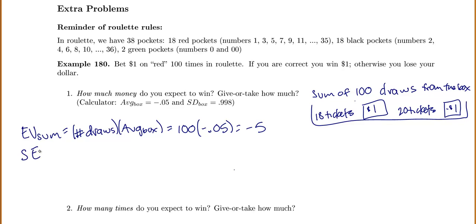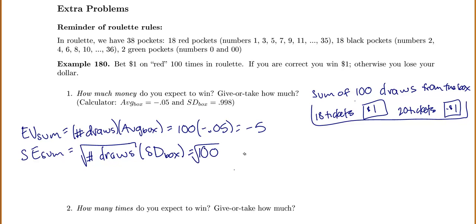For the standard error of the sum, now this is the standard deviation for the box. Because we only have 2 numbers inside the box, we could have used our shortcut formula to actually find this one by hand, but we don't have to because I told you the standard deviation of the box. I used the calculator and found the standard deviation of the box is 0.998. So this gives me 9.98 for my standard error.